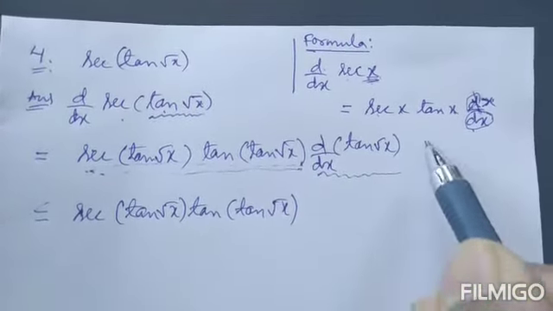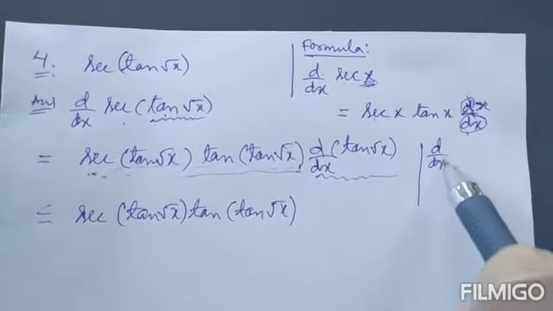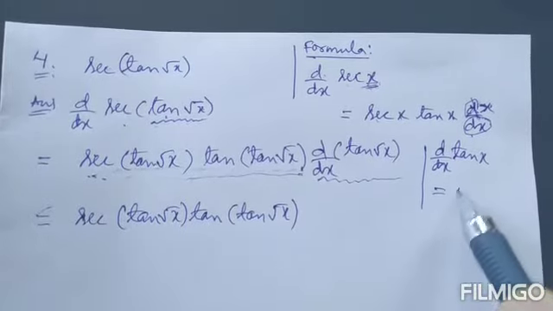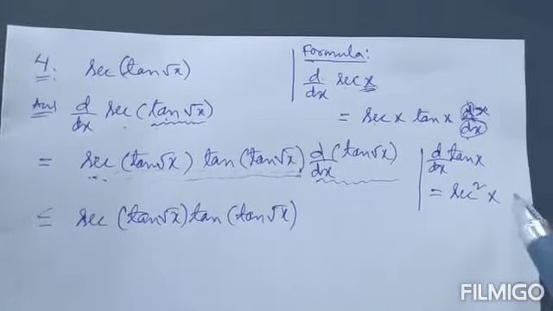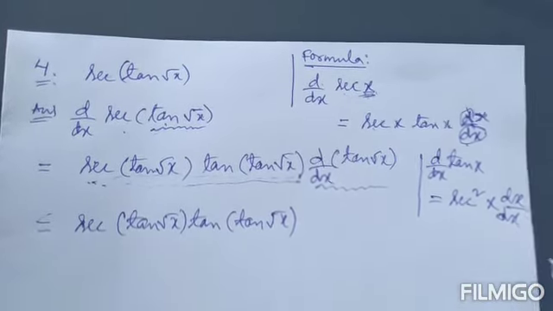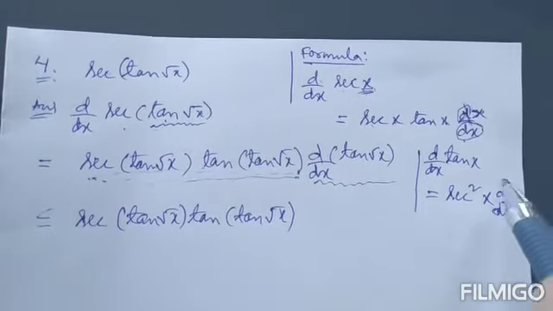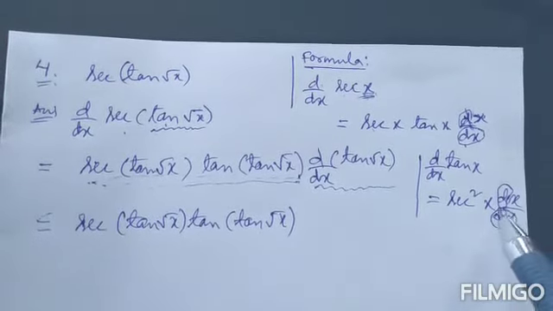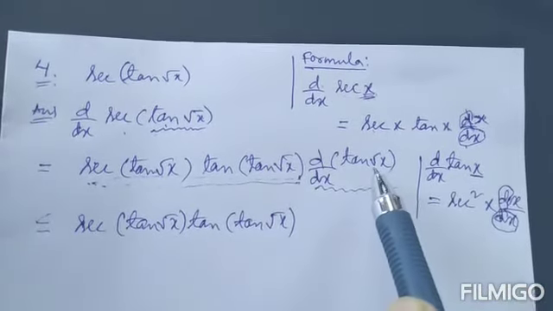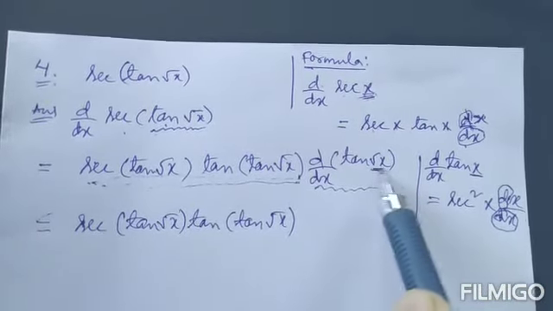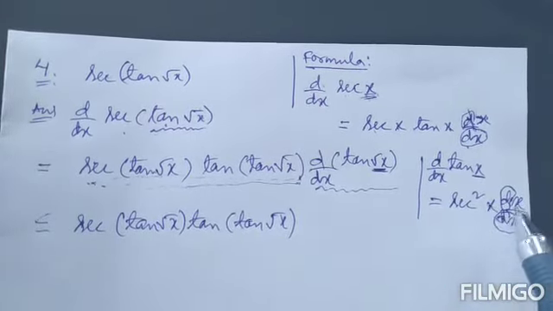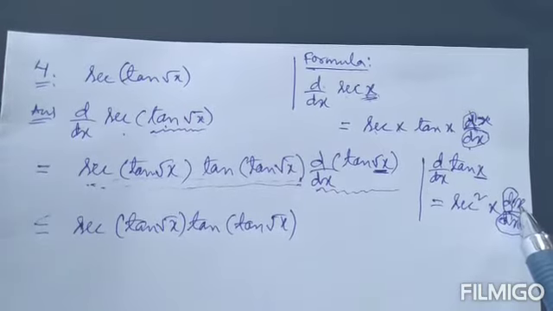So the formula for this one is d by dx of tan of x, which is equal to sec square x dx by dx. D remains the same, dx will remain the same. But in place of x, what do I have in this case? In this case, I have square root of x. That means in place of this x, square root of x will come. In place of this x again, square root of x will come.